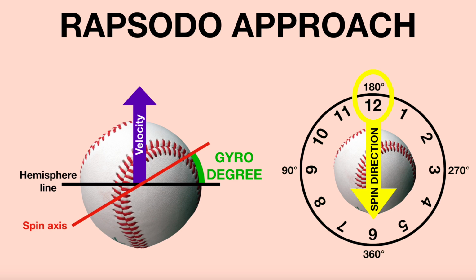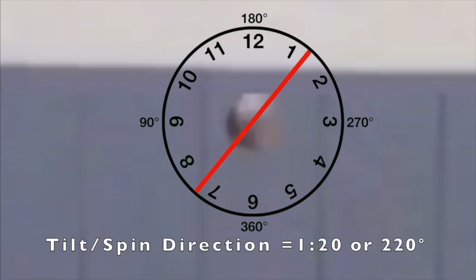The third and final approach I'll cover in this video is the Rapsodo approach. Rather than breaking spin down into three components, this approach relies on two metrics, spin direction and gyro degree. Spin direction, also known as tilt, describes the direction of the active spin in either degrees or time, as if it were on an analog clock. It should be noted, however, spin direction is independent of the efficiency of the spin. For example, this fastball would have roughly a spin direction of 120 because the part of the baseball visible to the pitcher appears to be going from 120 to 720.